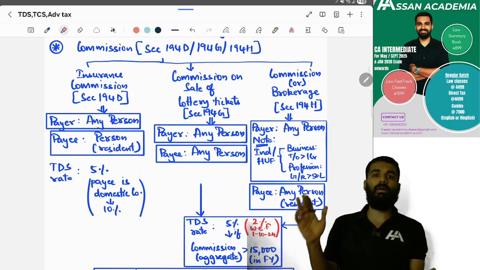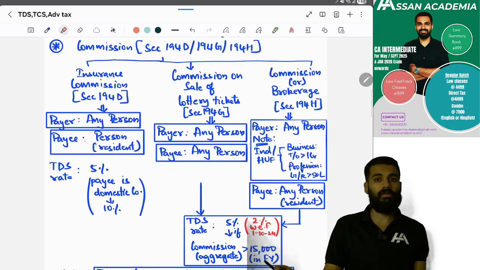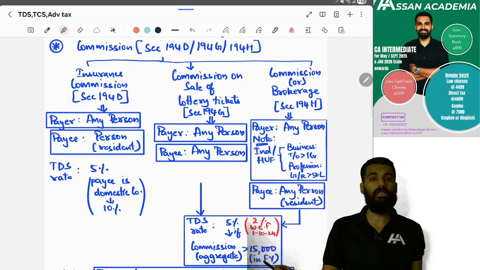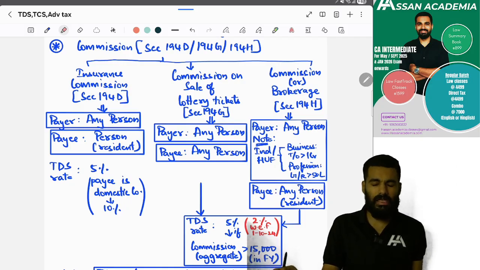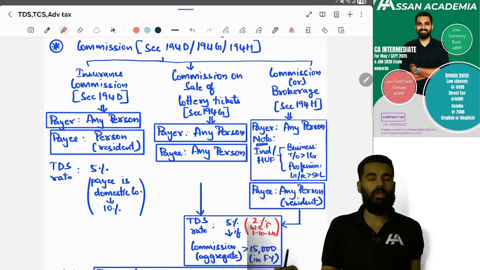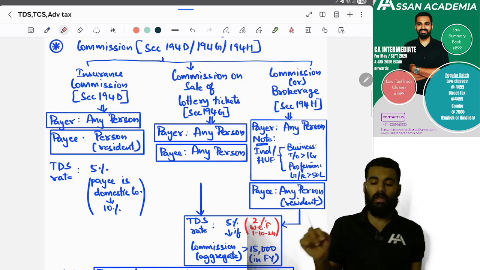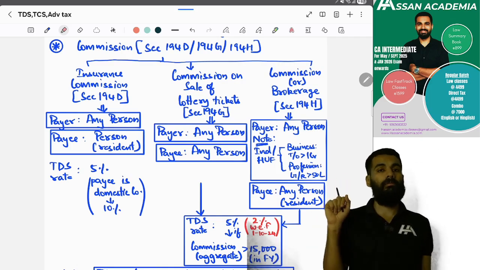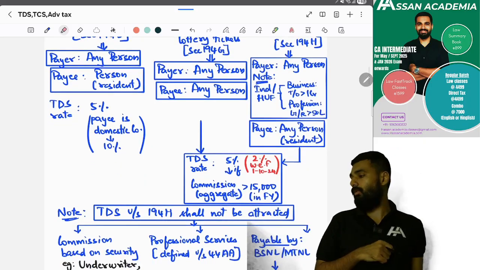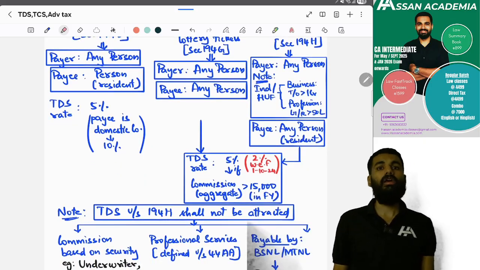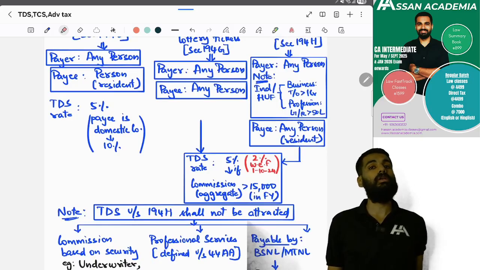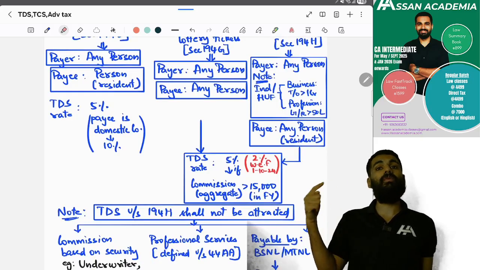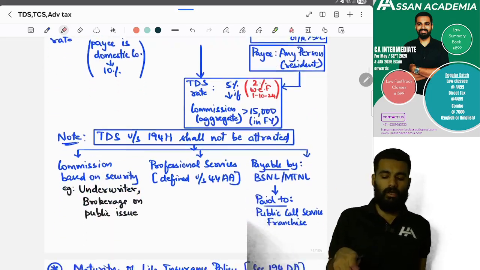Next, general commission 194H. Any person can be a payer, but if an individual or HUF has a business, and in the preceding previous year turnover is more than 1 crore, or in case of profession gross receipt is more than 50 lakhs, and this payer is making payment to a resident person, then TDS will be deducted at 5%. Yes, if the commission is more than 15,000 rupees in a financial year. But with effect from 1st October 2024, it becomes 2%.